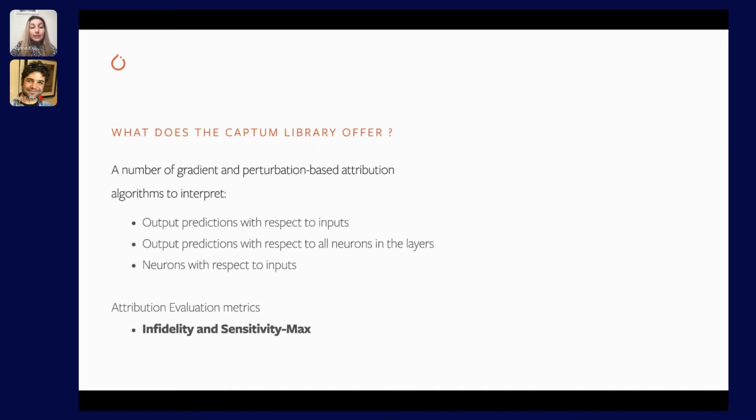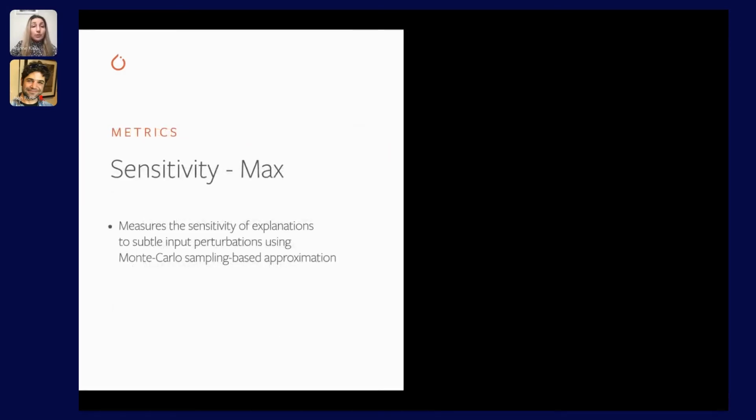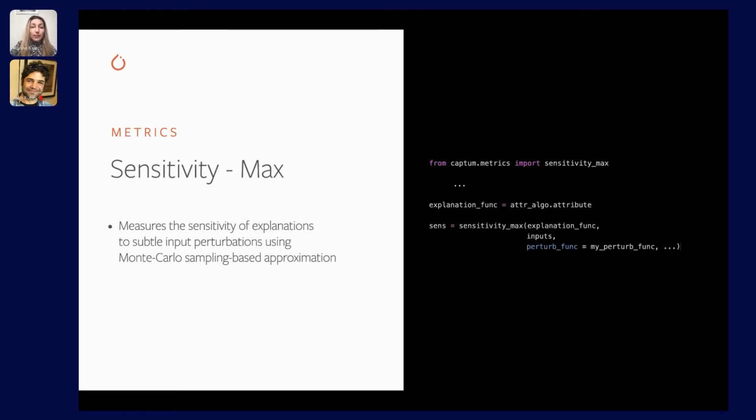So I'll talk about infidelity and sensitivity max, which can help to a certain extent to quantify how reasonable those attribution scores are. Sensitivity max measures the sensitivity of our explanations, or attributions in this case, to small input perturbations. We basically sample in the neighborhood of our input X. You could imagine we just add white noise by taking a predefined radius that the user specified from an L infinity ball, and then we use a Monte Carlo based approximation to identify how sensitive the model explanation is to the input perturbation.